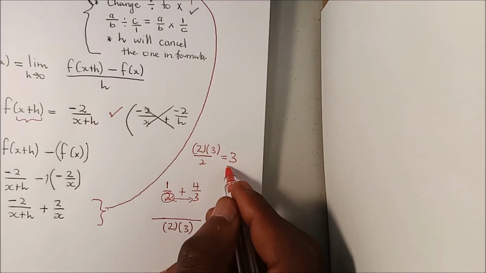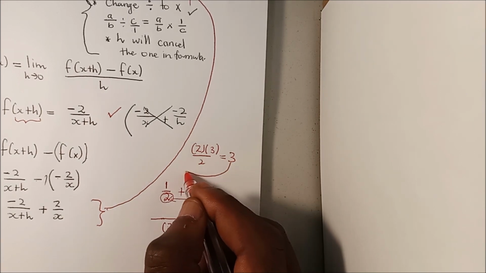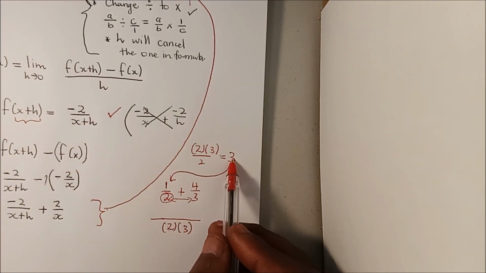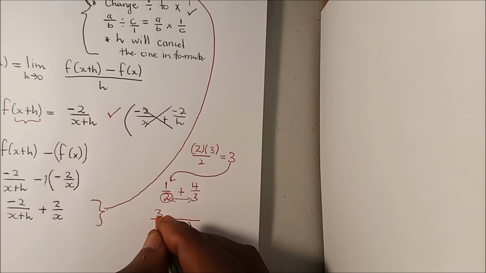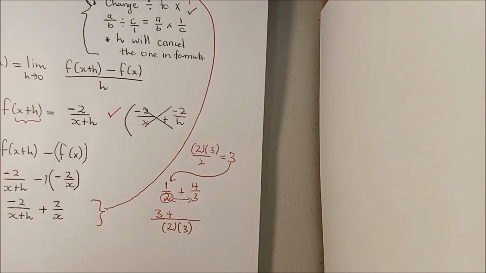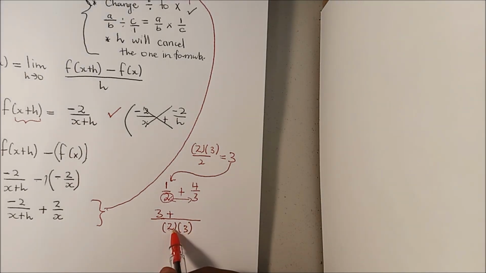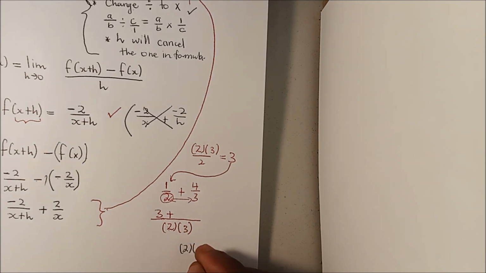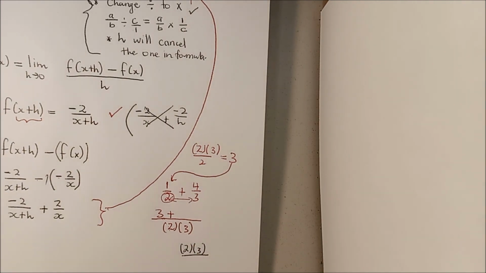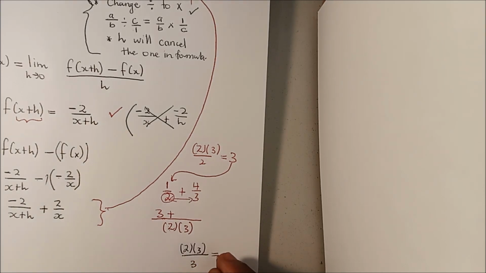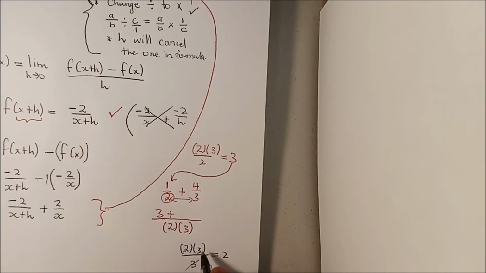Now this answer, which is 3, we multiply by the numerator. So 3 multiplied by 1 is 3, plus. We just drop that plus there. Now we take the same thing again: 2 multiplied by 3 divided by the second denominator, which is 3. The answer there will be 2 because the 3 will cancel.